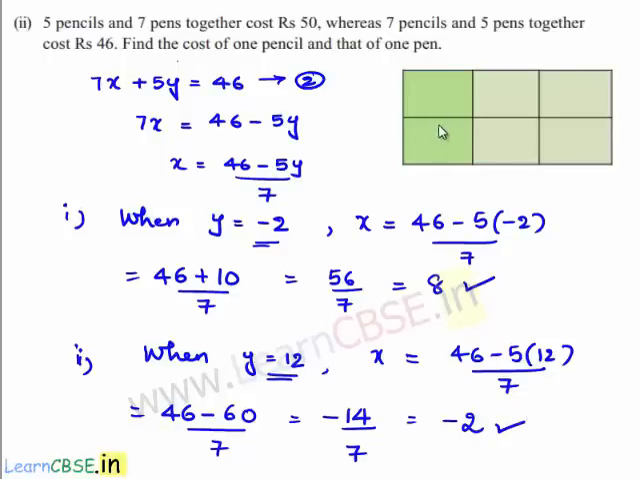Let us tabulate these values in a tabular form. Here we write x and y. So when y is equal to minus 2, the value of x is 8. And when y is equal to 12, the value of x is minus 2. So let us plot the graph by using these tabulated values.